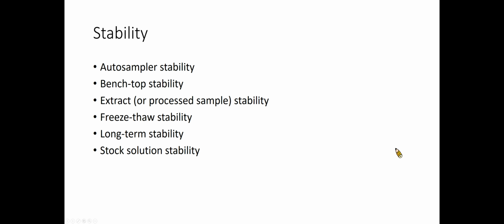During method development, you should determine the chemical stability of the sample. You should assess autosampler, benchtop, processed or extract samples, freeze-thaw, stock solution, and long-term stability of the analyte. For these experiments, you should evaluate the stability in the same matrix as that intended for in-study samples. However, when the matrix is rare, you can explore the use of suitable surrogate matrices such as artificial urine.